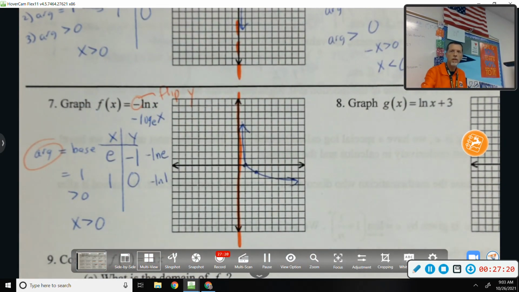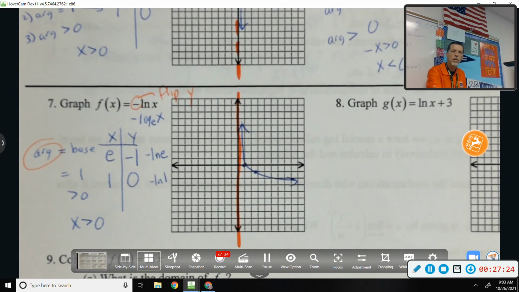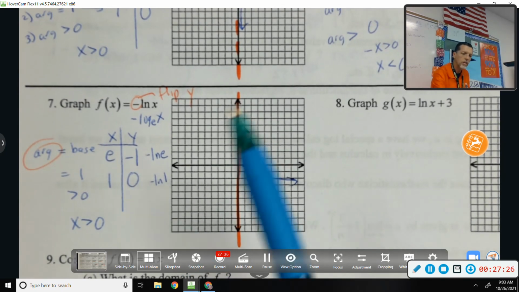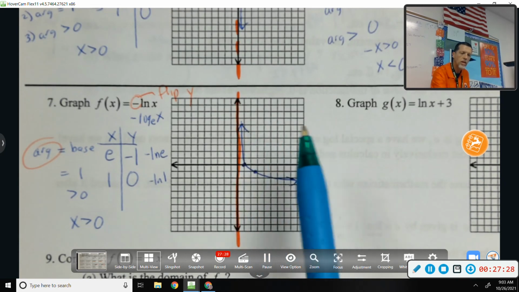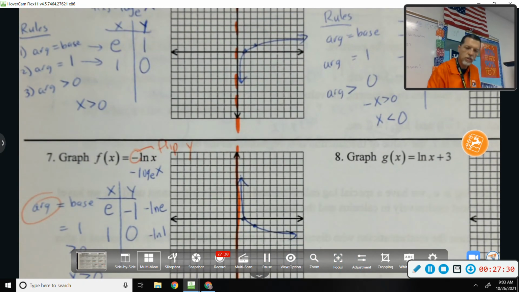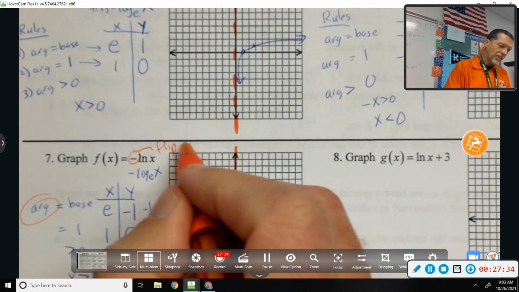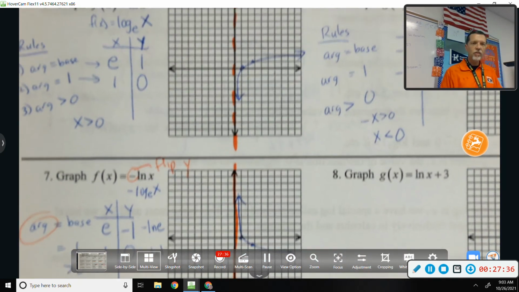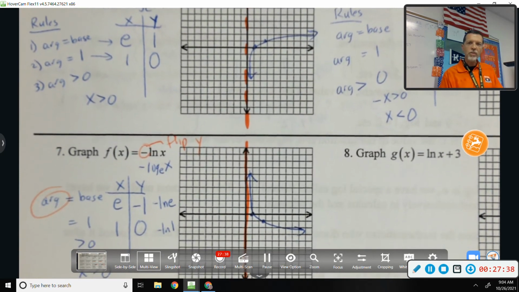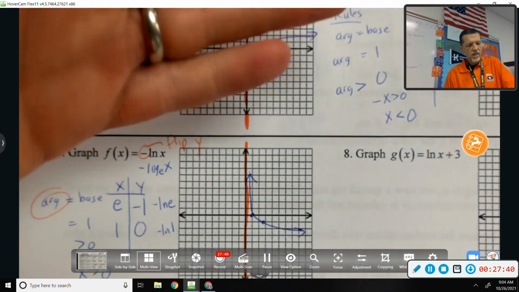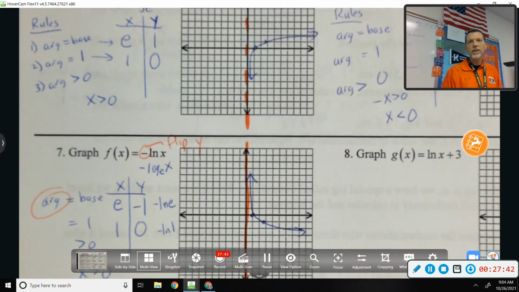How do you know that one's going up? Like the other ones have been facing down. This is where the parent function knowledge is helpful, right? Because we said that that's going to flip it. And so if you look at number 5 compared to number 7, they're flipped in the y direction.